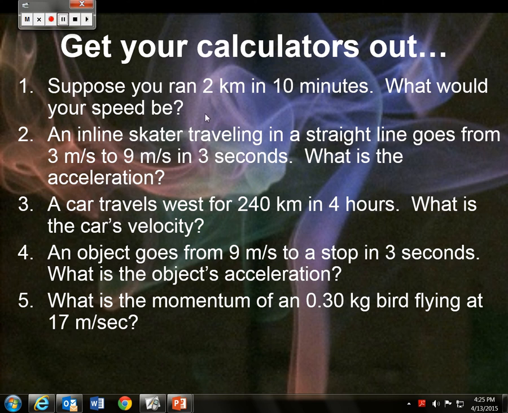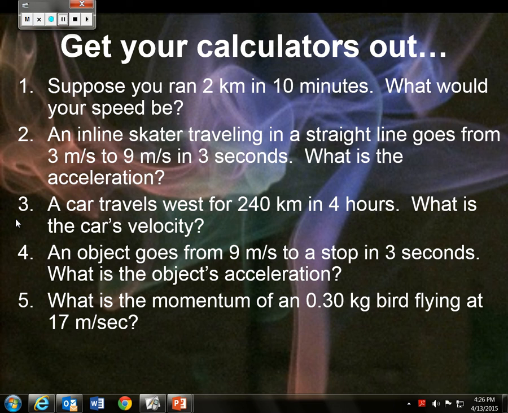Okay, so suppose you ran 2 kilometers in 10 minutes. What would your speed be? Distance 2 divided by time 10. For number 2, an inline skater traveling in a straight line goes from 3 meters per second to 9 meters per second in 3 seconds. What is the acceleration? Final velocity, 9, minus initial velocity, 3, divided by 3 seconds. So 9 minus 3 divided by 3.